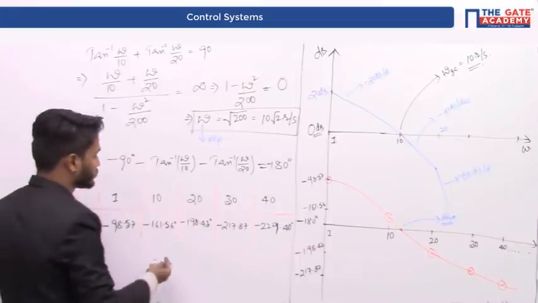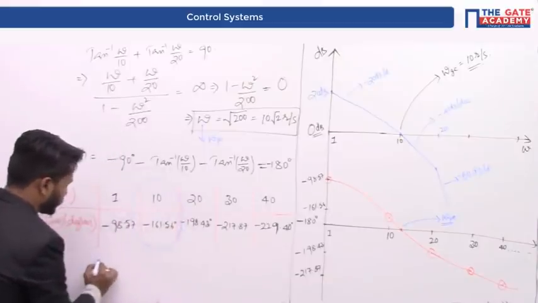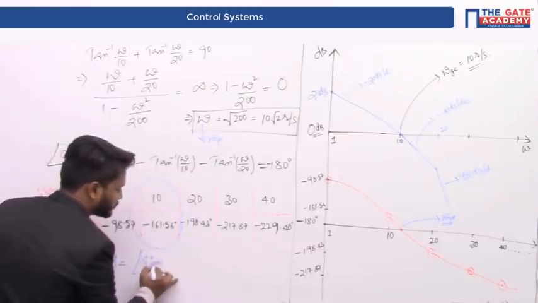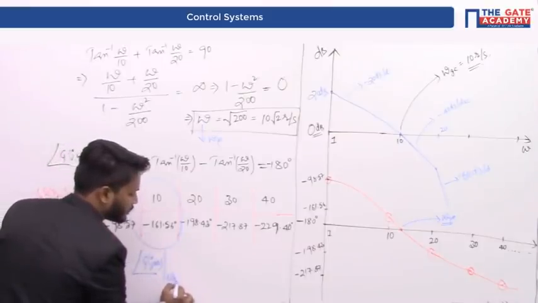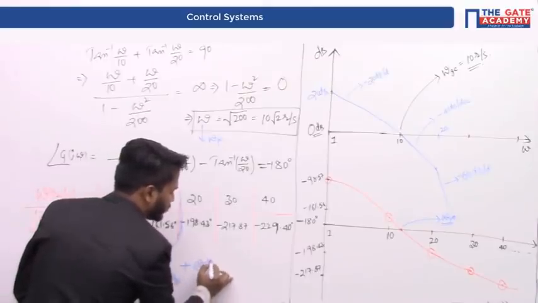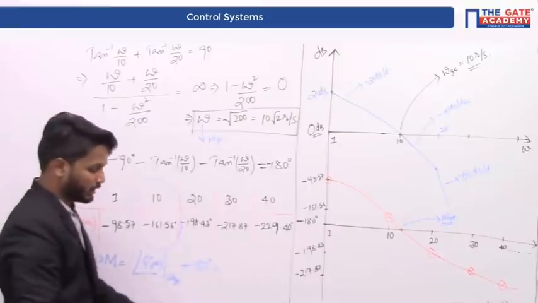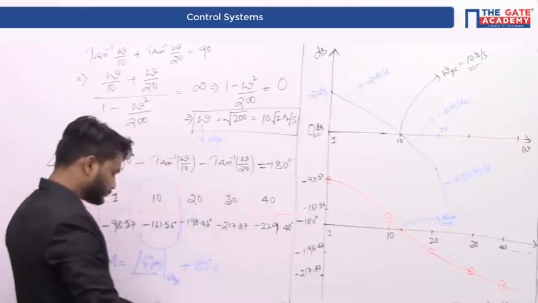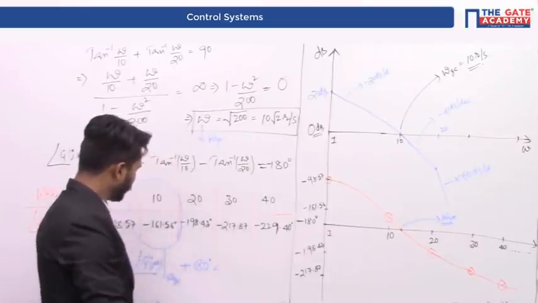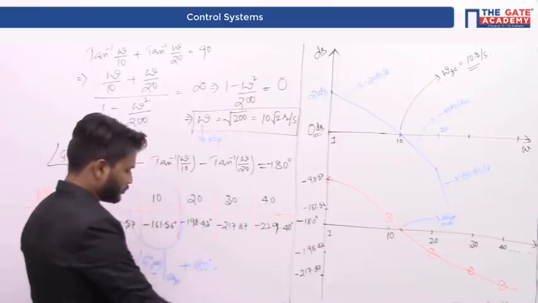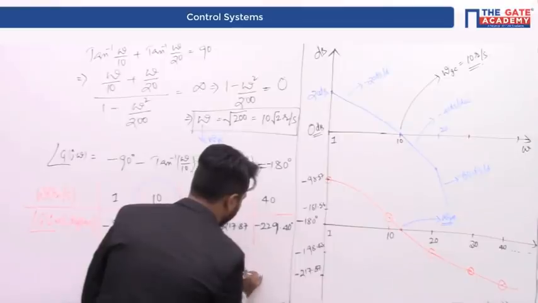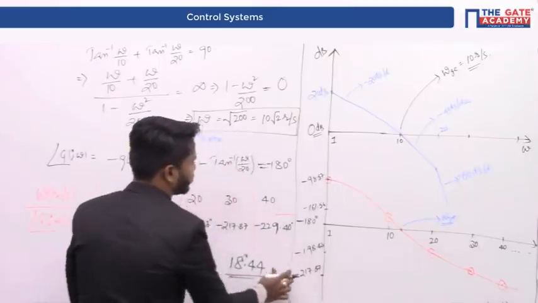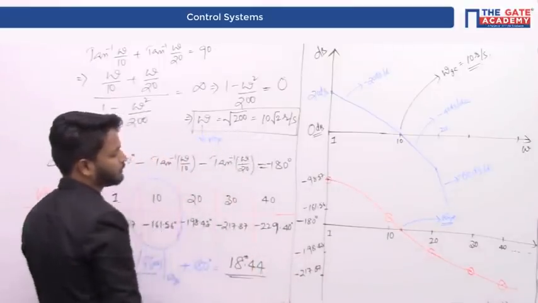We have already calculated this. Therefore, phase margin is equal to phase of G of j omega at gain crossover frequency, that is omega GC, plus 180 degrees. Phase at gain crossover compared with 180. Therefore, if you calculate 180 minus 161.56, you will be getting 18.44 degrees. The phase margin is 18.44 degrees, 18 degrees 44 minutes.